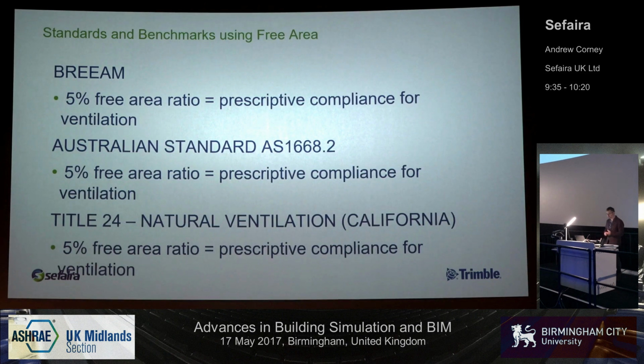Now, a lot of standards and benchmarks actually use free area. Birmingham uses free area as a prescriptive compliance pathway for ventilation. So if you achieve a 5% free area ratio in a naturally ventilated building, then you're allowed to say that, yep, I'm good, I complied with the natural ventilation requirements. The Australian standard and the Californian Title 24 natural ventilation standard also use free area ratio as an acceptable prescriptive pathway for ventilation. Why is that?